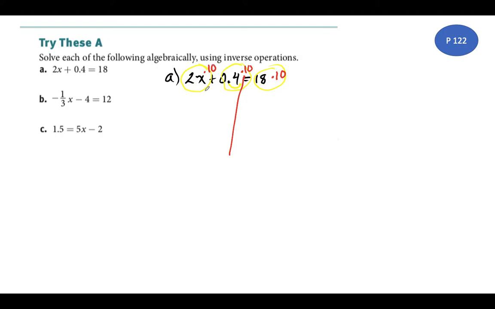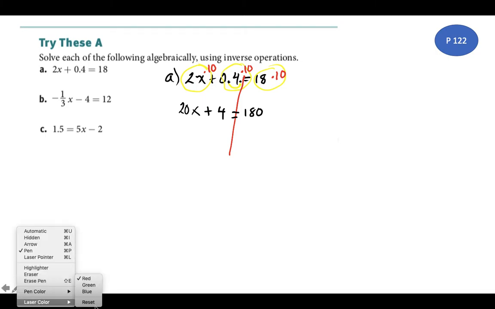So 2x times 10 would be 20x. 0.4 times 10 would be 4, not 40, right? It's shifting the decimal one place over. The decimal's here now, so that's 4.0, which is just 4. And then 18 times 10 is 180. And now I can happily finish my problem without any decimals to trip me up.